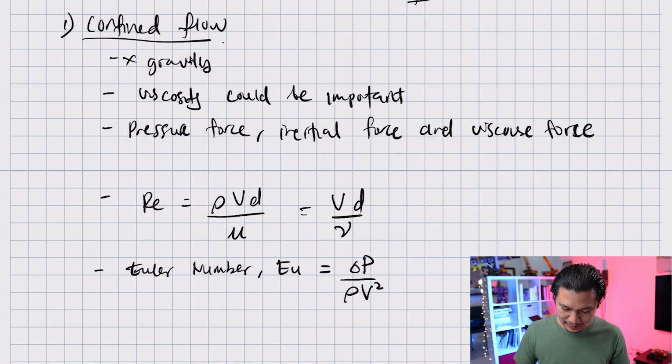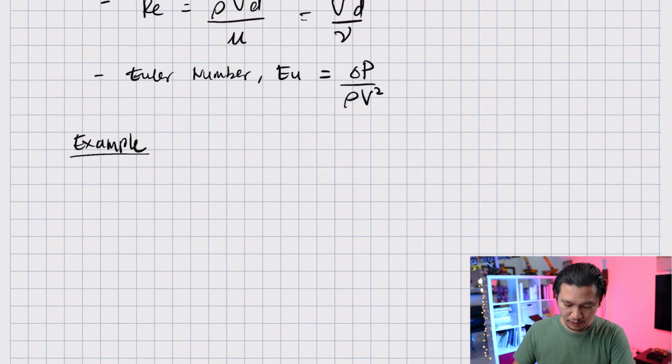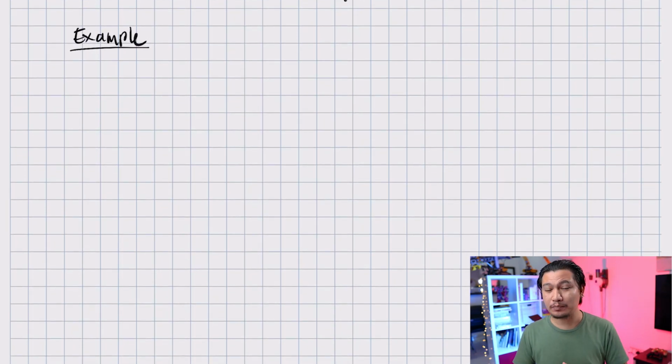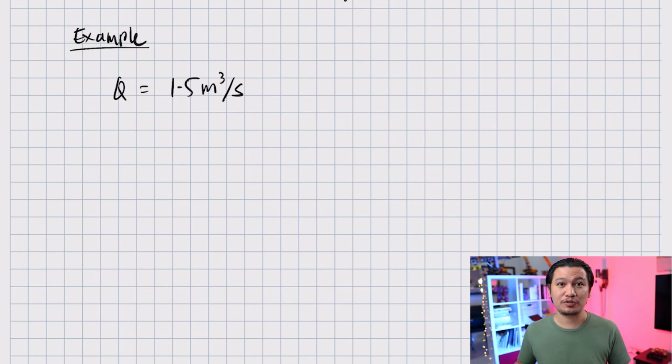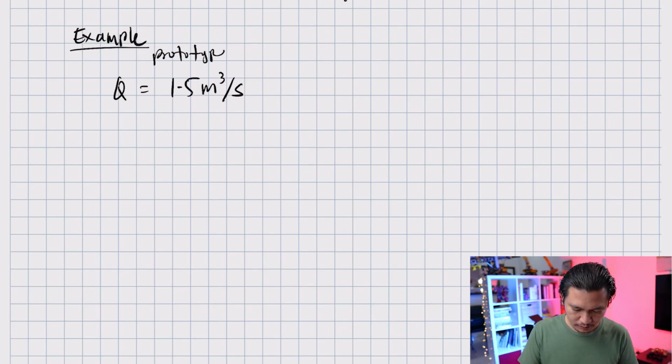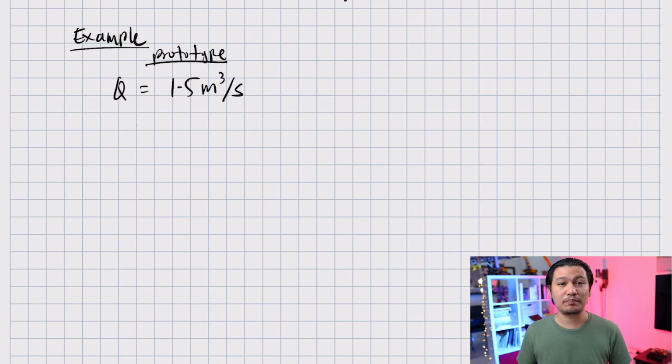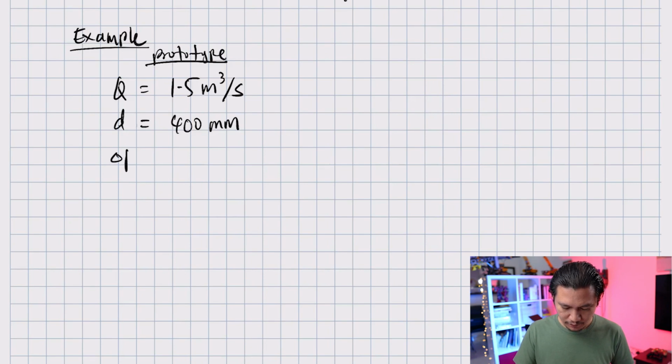Now, let's take a look at an example. Let's say that you need to design a water pump. Okay, and this water pump is very large that it can deliver the flow rate of 1.5 meter cube per second. So this is for the actual water pump that you are designing. So we're going to call this a prototype. And this pump has the actual impeller diameter of D equal to 400 millimeter. And this pump could deliver a pressure rise of 400 kilopascal.